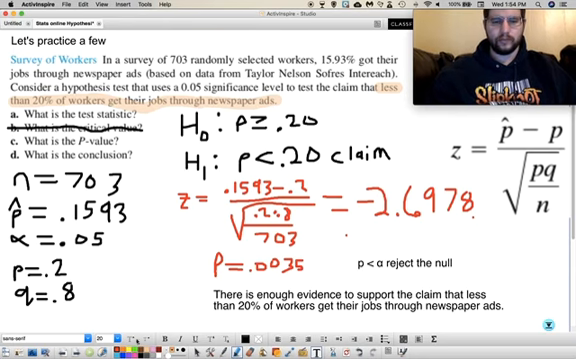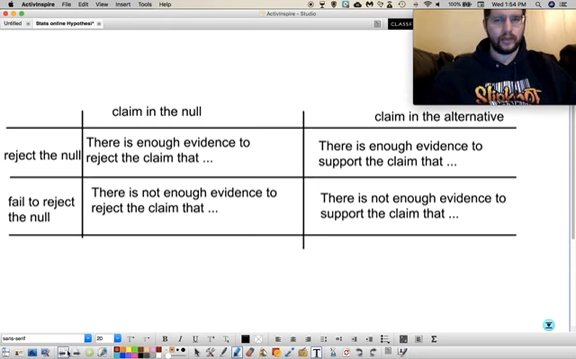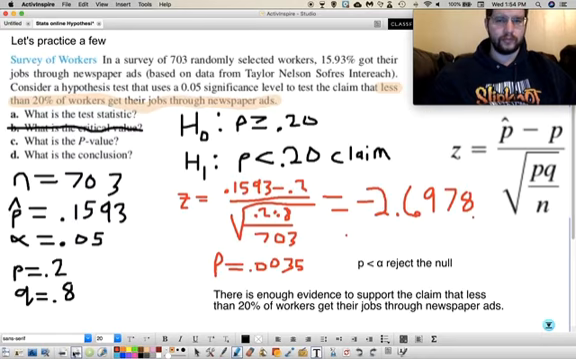So again, this chart tells us how to write our conclusion. If you don't know it, you're screwed. Know this chart. So there's our conclusion based on a p-value test.